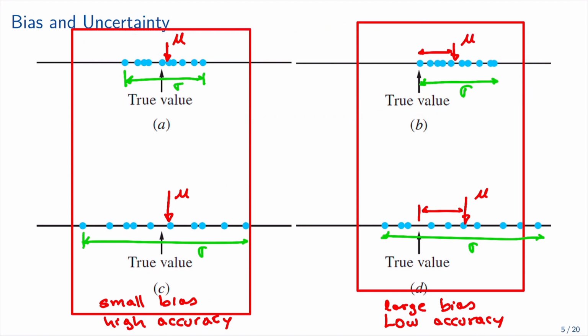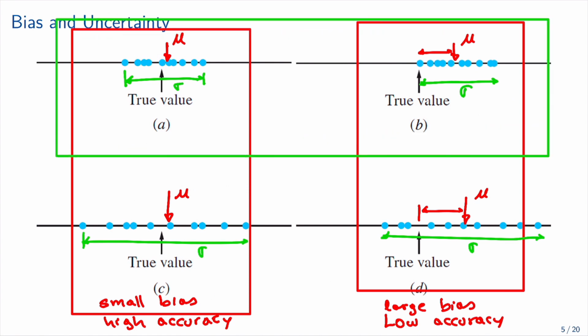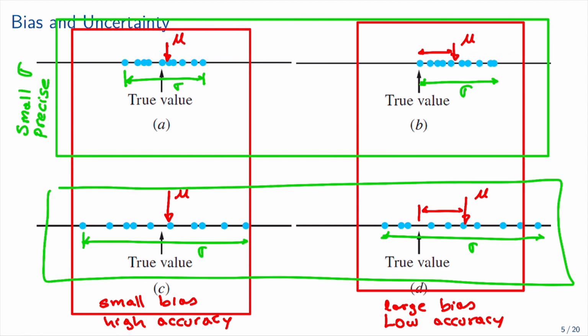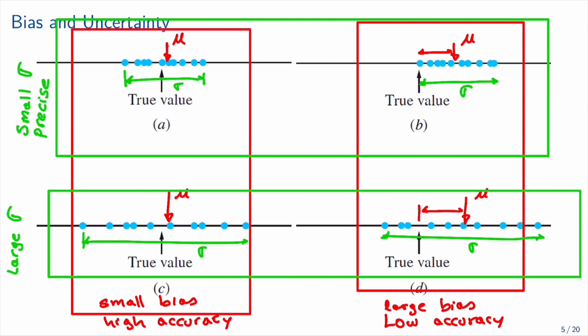So the two on the top have a small sigma, therefore they are precise. The ones on the bottom have large sigma, large standard deviation, and therefore they have low precision.